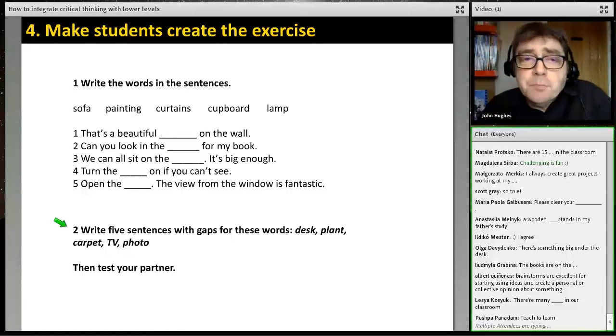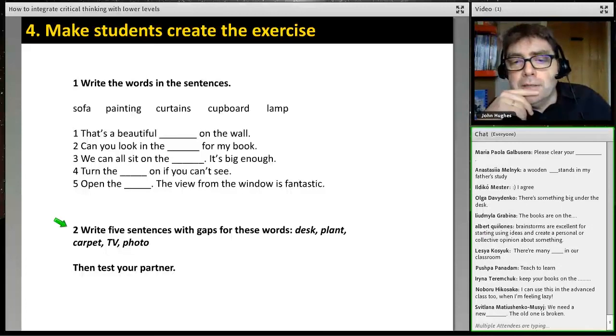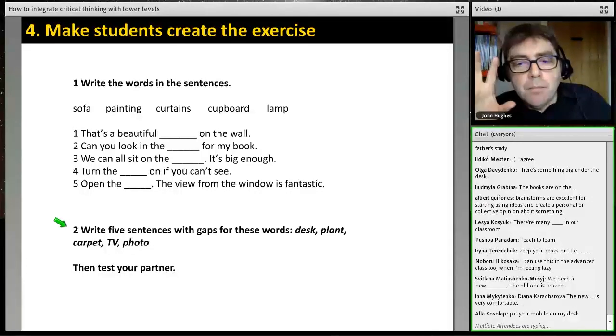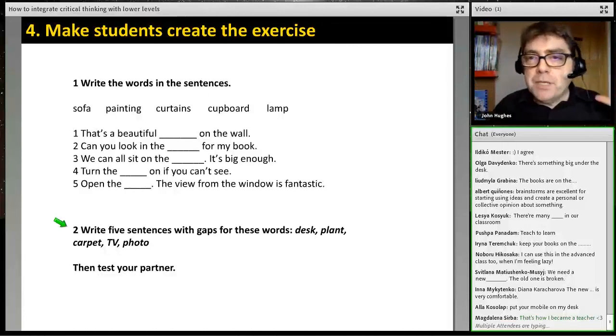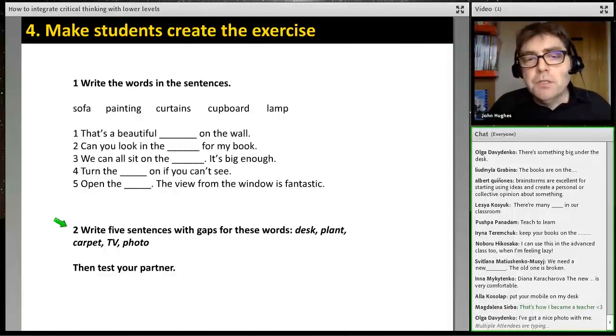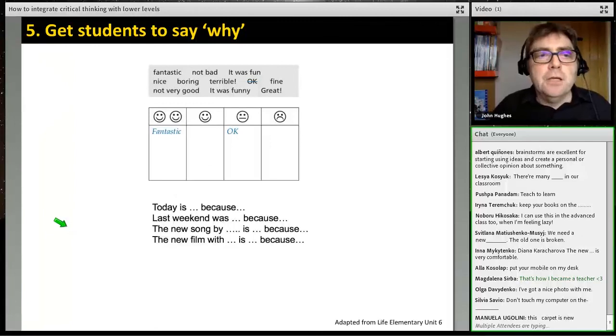So it's a very simple exercise that you can use at low levels. You can use it with low levels and high levels, but it's just tapping into the higher order thinking. So worth using with your students, and nice as a revision exercise. Let's go to tip 5. Tip number 5. This is an important one for critical thinking. Get students to say why.